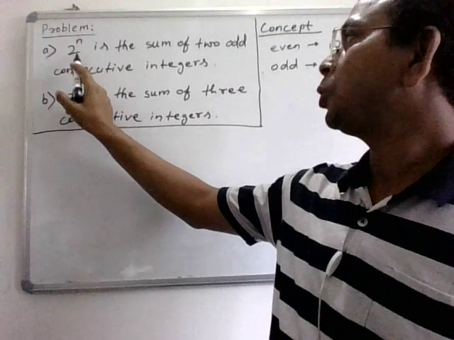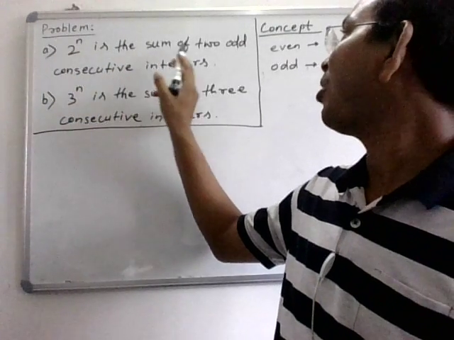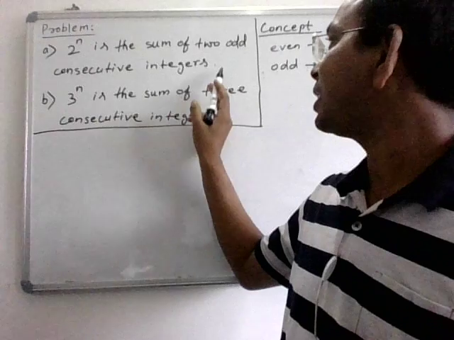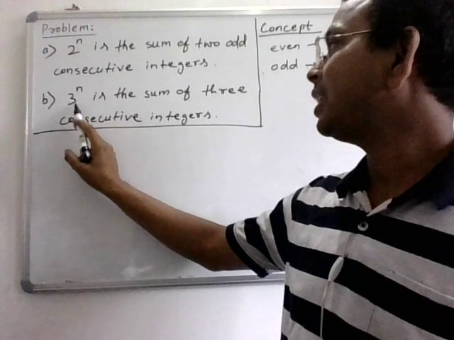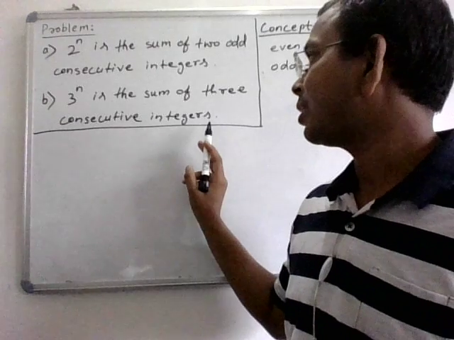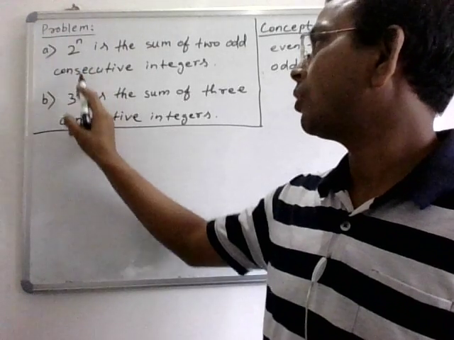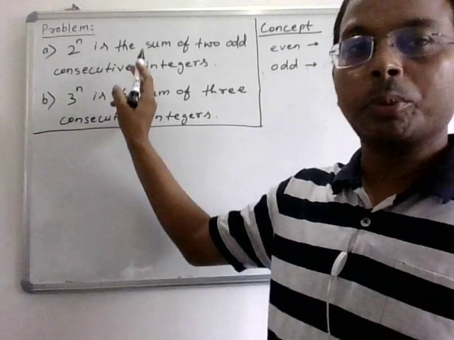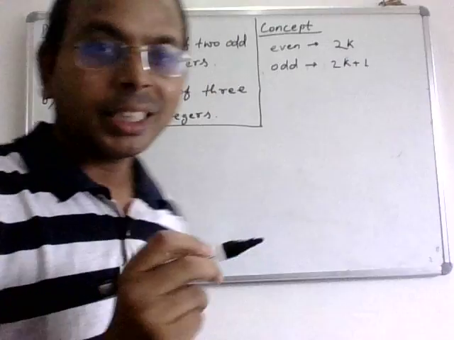A, 2 to the power n is the sum of two odd consecutive integers, and B, 3 to the power n is the sum of three consecutive integers for all natural values of n. So we need to prove these two. So what is the concept?